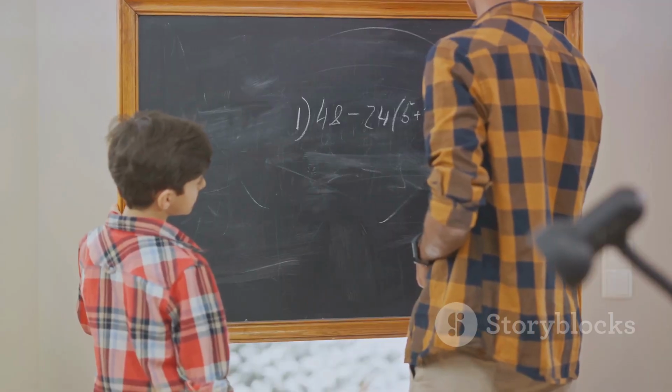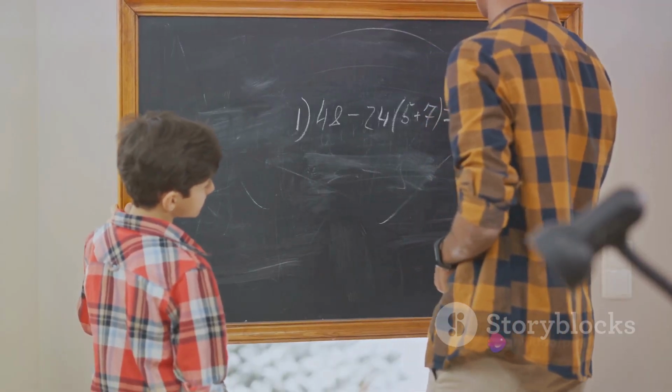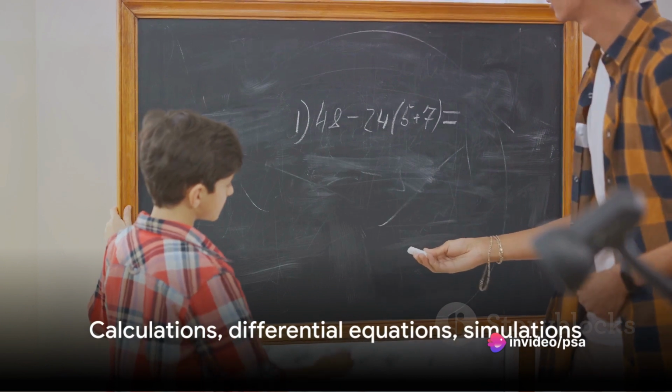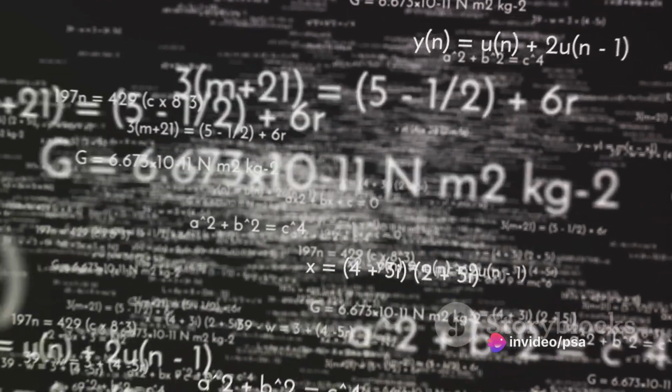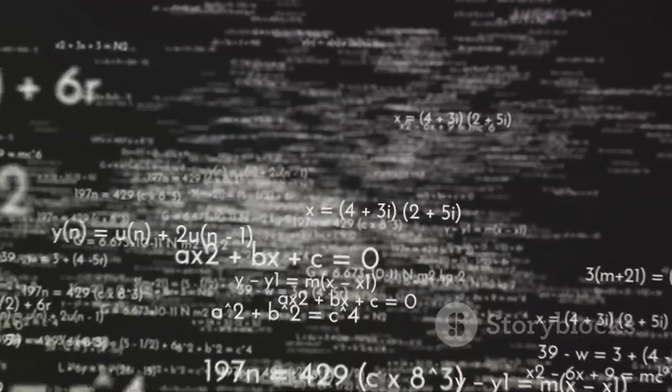Once our model is constructed, we venture into the realm of mathematical solution. This stage involves applying mathematical methods to solve or analyze the model. It might involve calculations, differential equations, or even complex simulations. It's like deciphering a coded message where the code is our mathematical model, and the message is the solution to our problem.